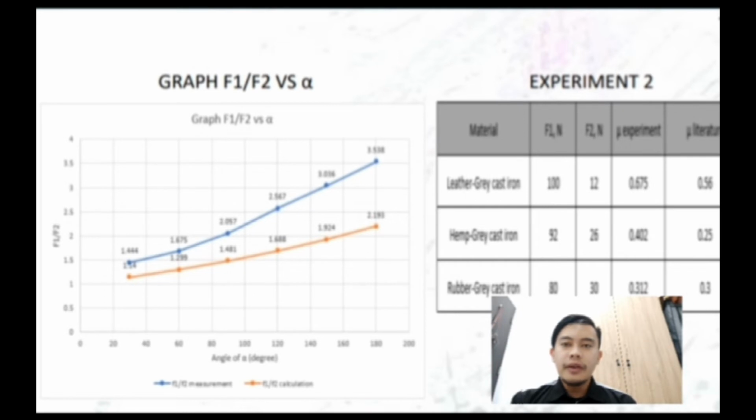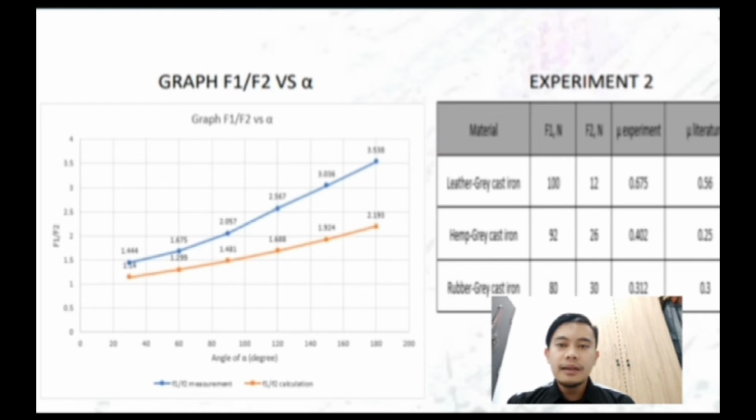Next, experiment 2. The first material we use is leather on grey cast iron. For this material, when F1 is 100 Newton, we got that F2 is 12 Newton. So the coefficient of friction is 0.675, compared to 0.56 for the literature value.